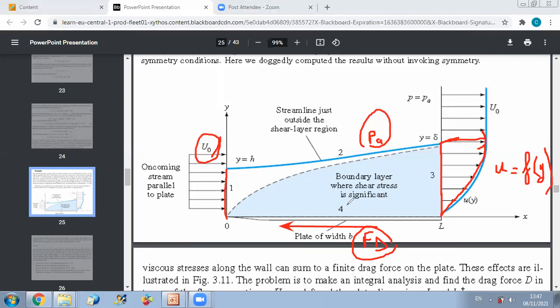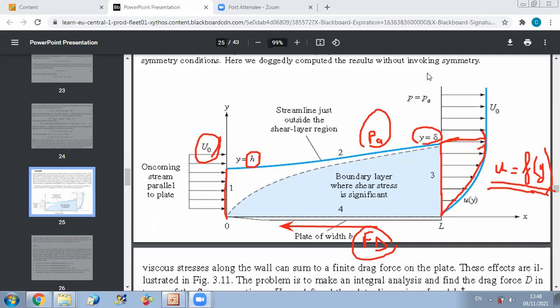At this stage, I told you they will give you the profile of velocity. You are not responsible for knowing how to get the profile, but you will be responsible for finding the thickness delta. The thickness delta, you will obtain from the continuity equation. So by applying that m dot in equals m dot out, you will be able to relate delta to the initial height h. Okay, let us see how.